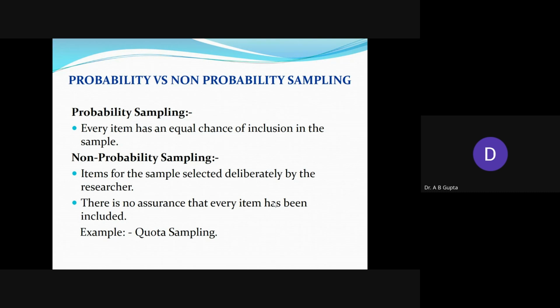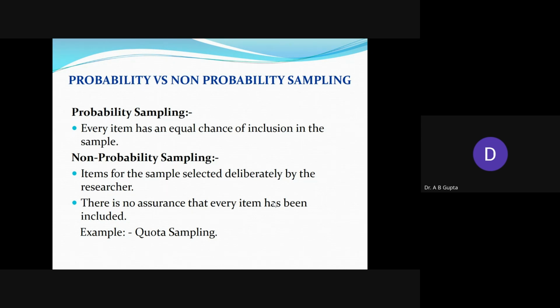That is probability sampling. And then there is another type of sampling which we call non-probability sampling, in which there is no assurance that every item has an equal chance. It is quite possible that the items you are selecting for the sample are deliberately selected by the researcher so that some specific item is included in the sample. For example, quota sampling. We will talk about this quota sampling. So that is non-probability sampling.